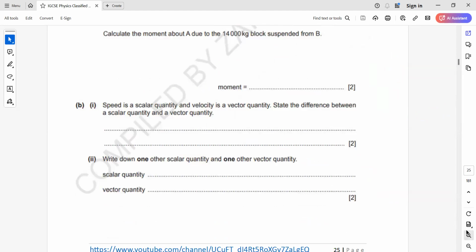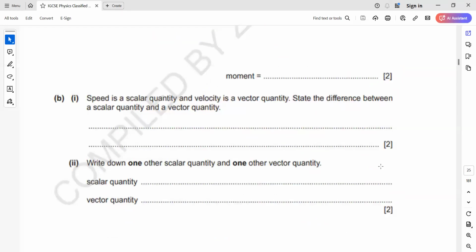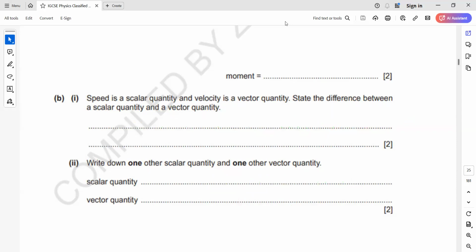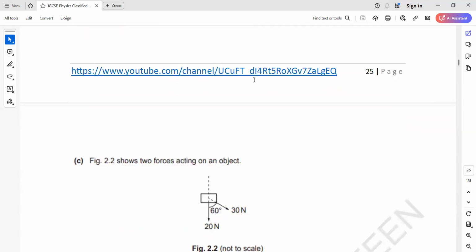Then, speed is a scalar quantity and velocity is a vector quantity. State the difference between a scalar and a vector. So vector is having a direction and scalar does not have a direction. Write down one other scalar and other vector quantity. So temperature scalar, length scalar, time scalar, mass scalar, force vector, acceleration vector, weight is vector, momentum is a vector, impulse vector. Pressure is not a vector, pressure is a scalar quantity.